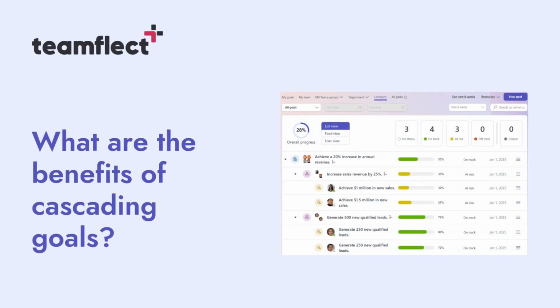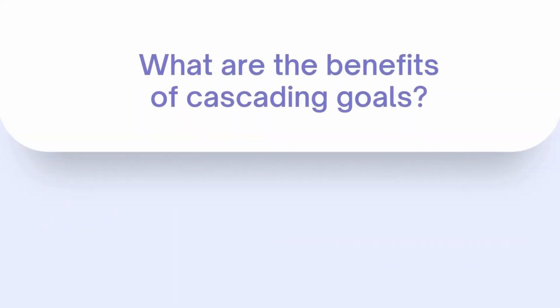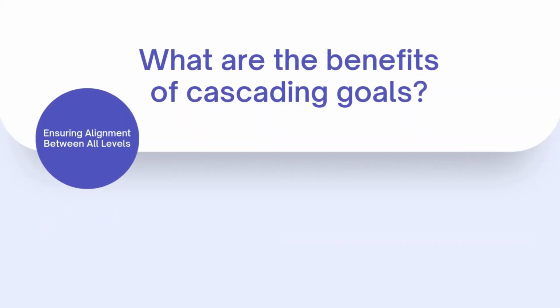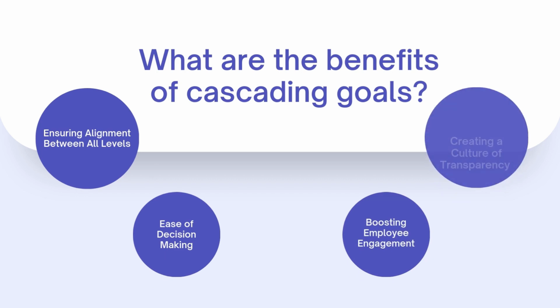So what exactly are the benefits of cascading goals? Well, cascading goals keep everyone aligned since everyone knows what purpose their goal is serving. Everyone is aware of those departmental and organizational goals and how their individual goals can help in the process. And of course, when everyone is aligned and aware of these things, it is much easier to make decisions. It also helps keep employees engaged, and it obviously promotes transparency.